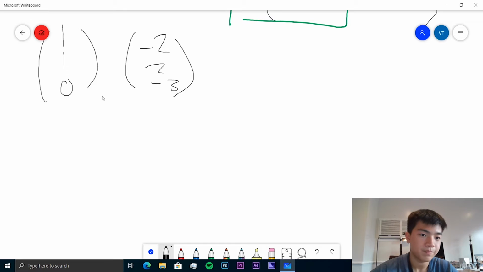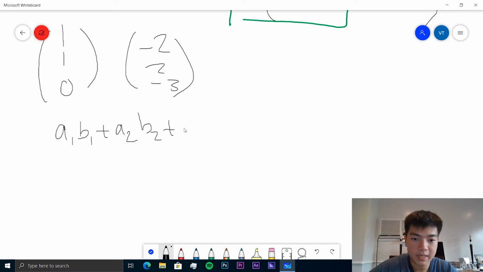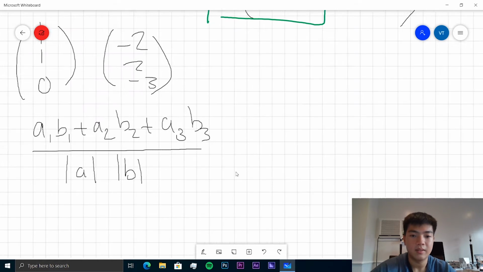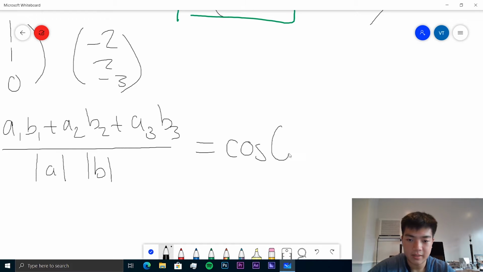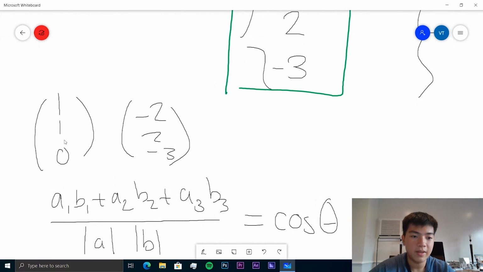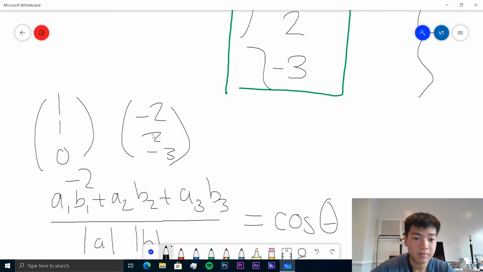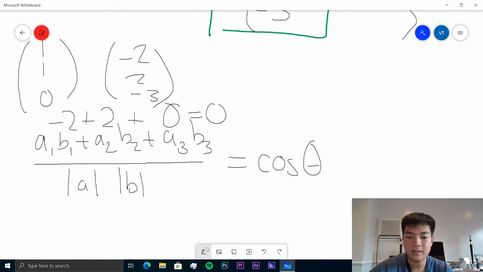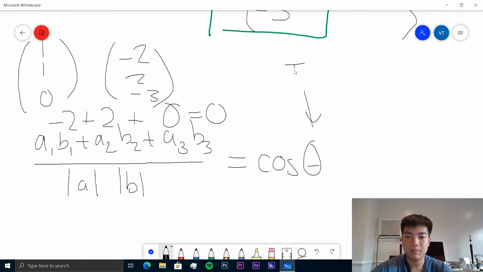So we have A1B1 plus A2B2 plus A3B3 divided by absolute value A times absolute value B is equal to cosine theta. So we have A1B1, so that's negative 2, plus A2B2, which is 2, minus 0 times 3 is 0. And as you can see, negative 2 plus 2 plus 0 is equal to 0. And so no matter what the magnitude of the vectors are, this will be equal to 0, so the angle will be equal to pi over 2. So these vectors are perpendicular indeed.